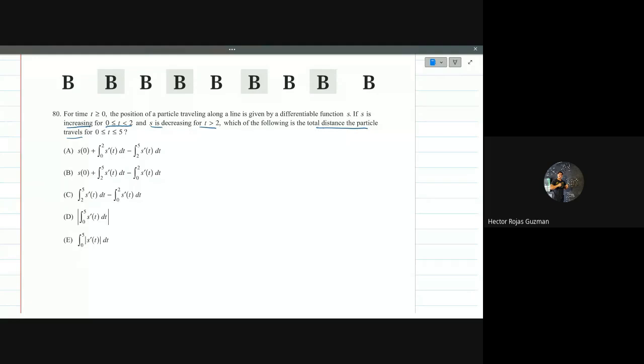Okay. Well, total distance traveled, we can simply take the integral from 0 to 5 of the absolute value of s of t dt, which would give us the total distance traveled. The position of the particle traveling along the line is given by a differentiable function s. If s is increasing from 0 to 2 and s is decreasing from t to 2, which of the following is the total distance traveled?